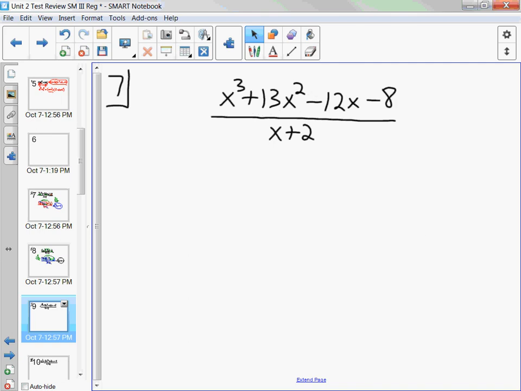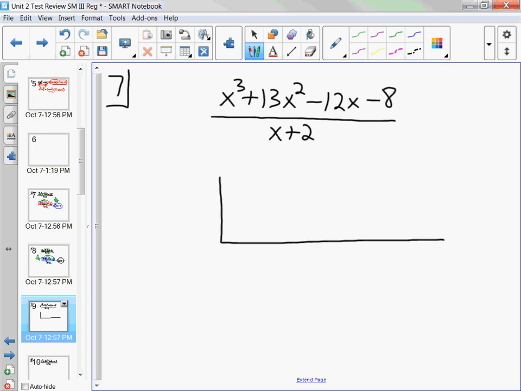Problem number 7. The instructions for problem number 7 is to use synthetic division. So I make my little upside down division sign, and I need to take the number that I can put in for x and make the denominator 0. Well, if I put negative 2 in there, plus 2, that would make 0. It's just the opposite of that factor, x plus 2, so I'm going to use negative 2 for that divisor. And then my coefficients.